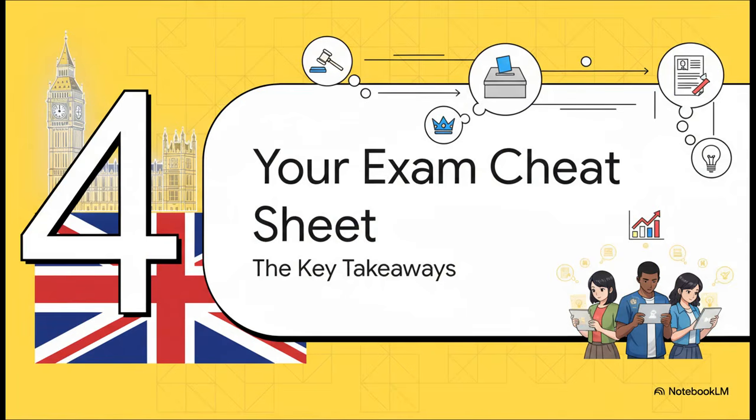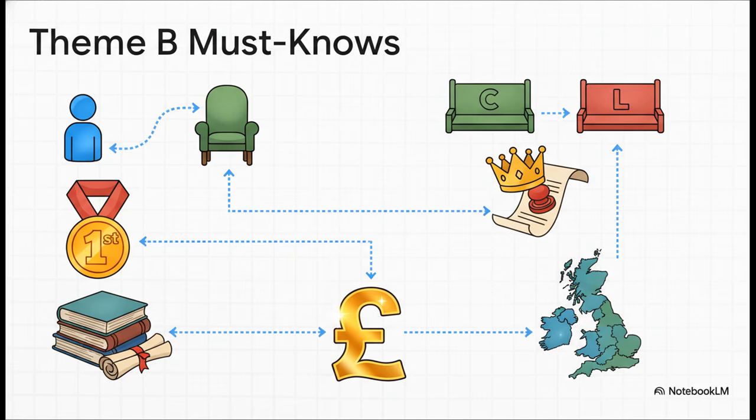All right, we have covered so much ground. So for our final section, let's do a super fast recap. This is your exam cheat sheet, the absolute essentials that you need to have locked in your brain. Ready? Let's go. The UK is a representative democracy. We use the first-past-the-post voting system.